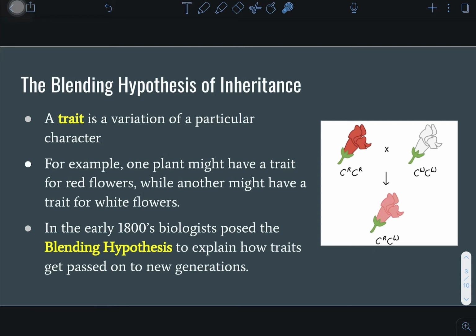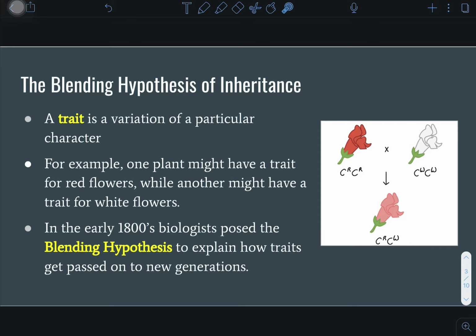So in the blending hypothesis, we first start by defining what a trait is. A trait is a variation of a particular character or characteristic. So when we're talking about a trait, we're talking about a red flower, a white flower. Those are the traits that we're looking at. For example, one plant might have a trait for red flowers, while another might have a trait for a white flower. Those are the two traits. Now, according to the blending hypothesis, red and white blended together will give us pink. Okay, but that's not always going to be the case.